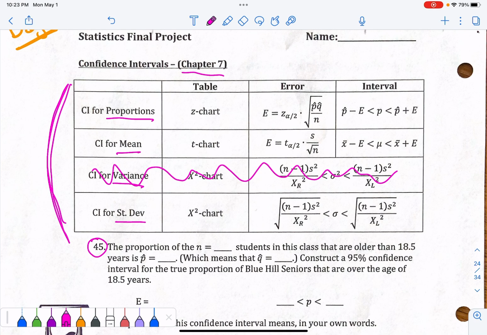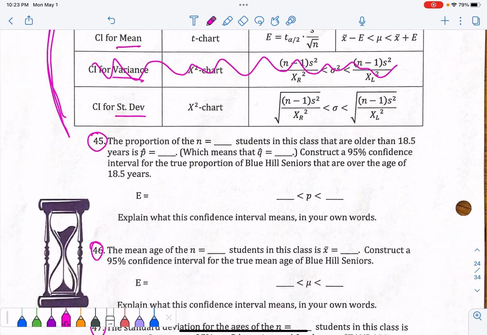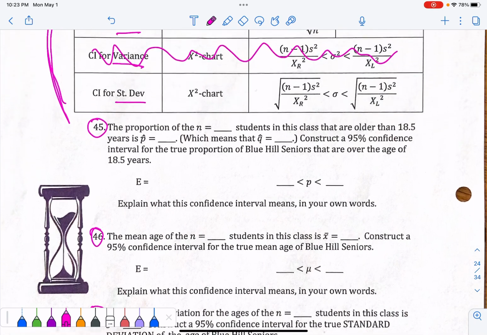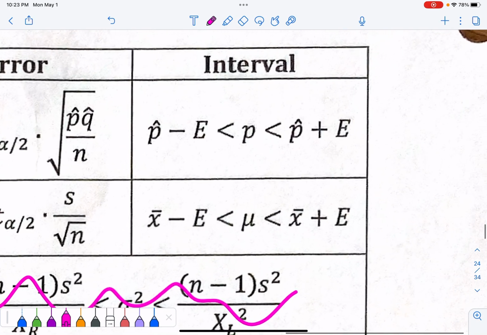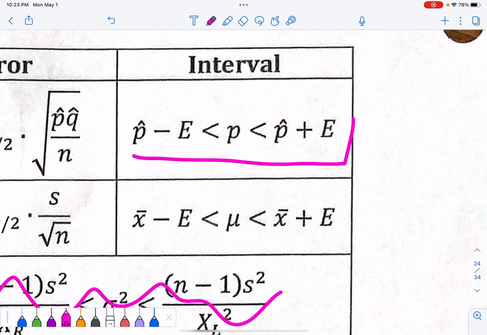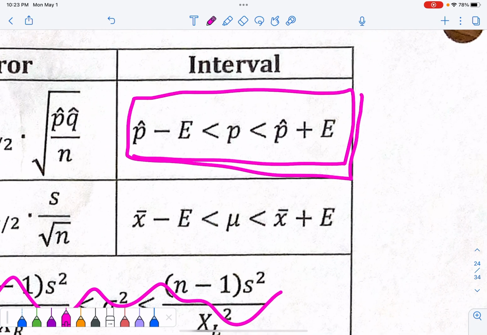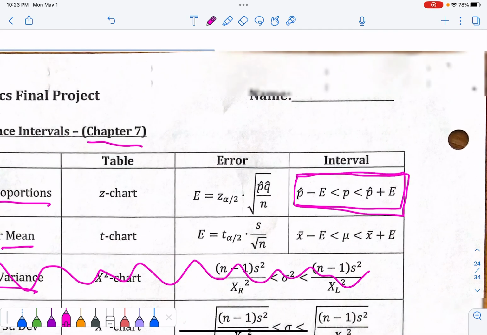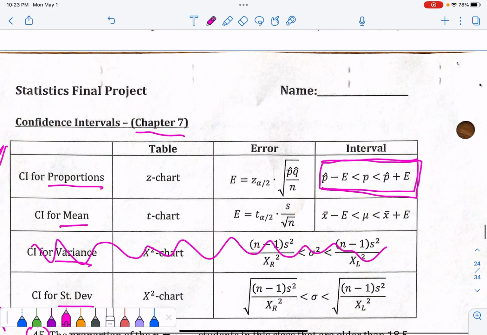I'm going to walk you through how to do proportion, because that one's the ickiest one, and we'll talk about how to get that stuff. Then mean and standard deviation should be fairly short and sweet from there. What you're trying to find is the interval right here. This is the ultimate goal, okay? So I'm just going to make up some stuff. This is made up information. Don't use this for anything.